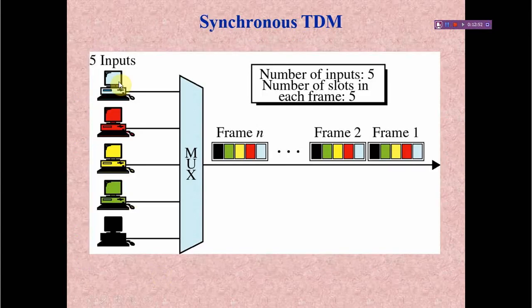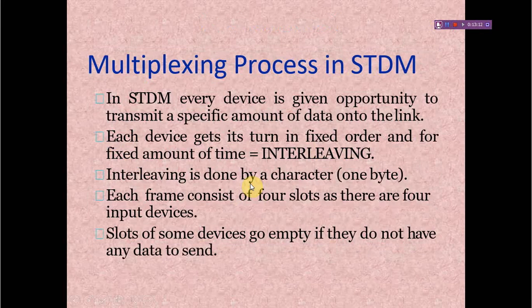So here in this case there are 5 users and a frame having 5 slots, means one slot for every device. And if a device has no data to send, then its slot remains empty.